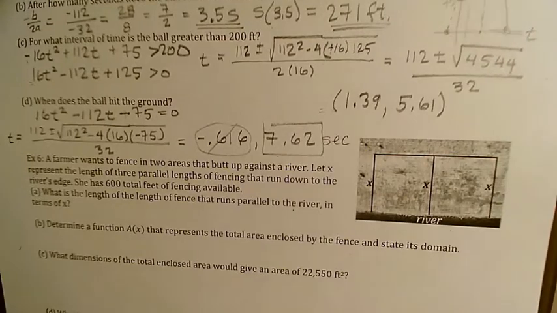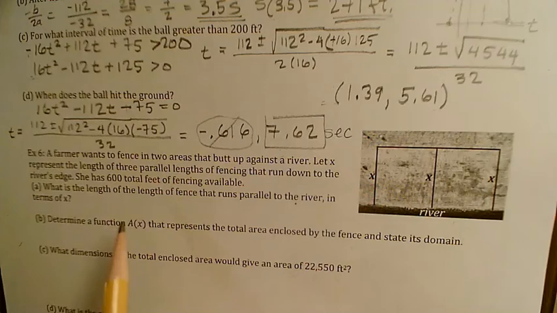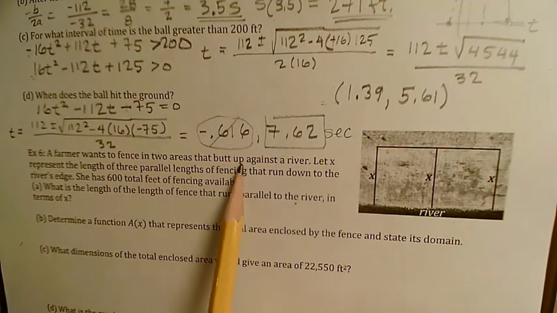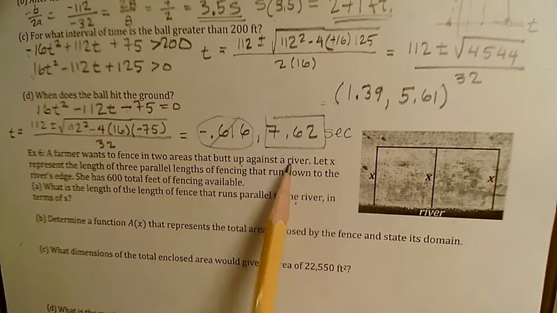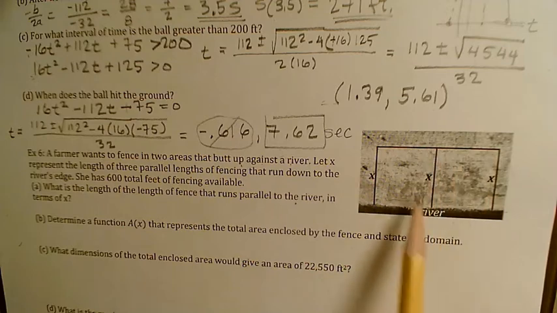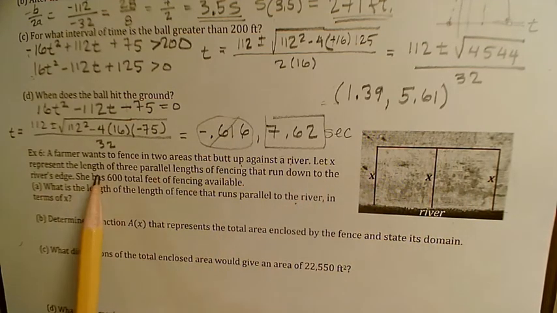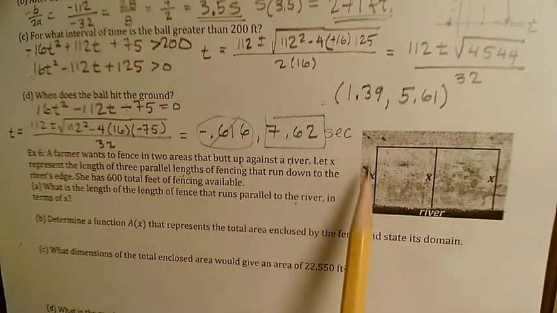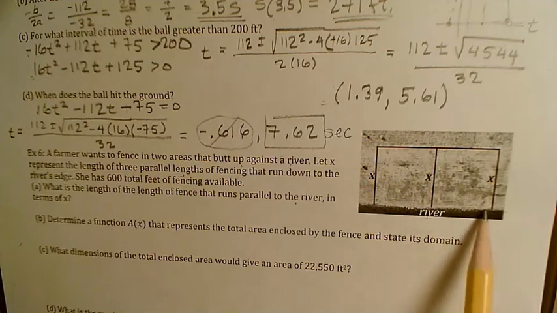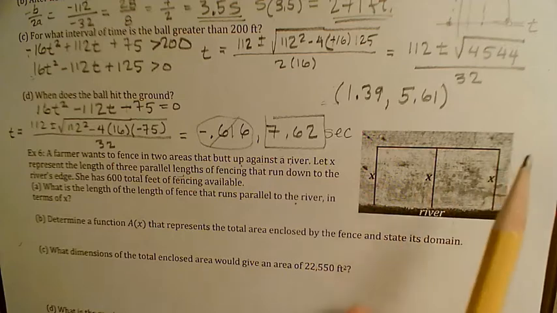All right. And then let's look at example 6. So a farmer wants to fence in two areas that butt up against a river. So this is the river down here, and so he wants to fence in these two areas. Let x represent the length of the three parallel lengths of fencing that run down into the river's edge. So he's not going to put fencing here.